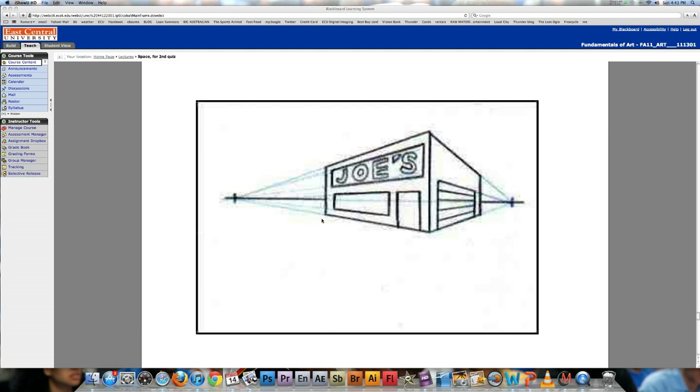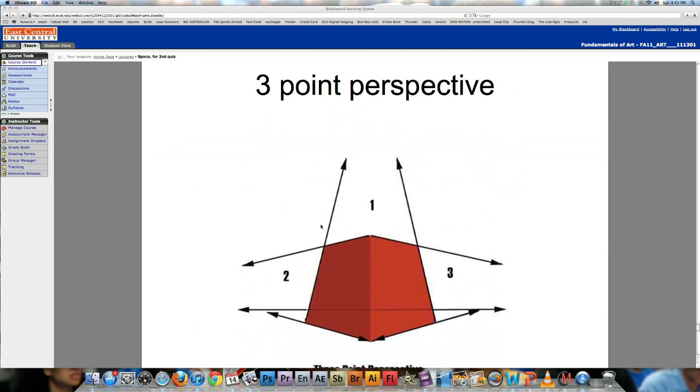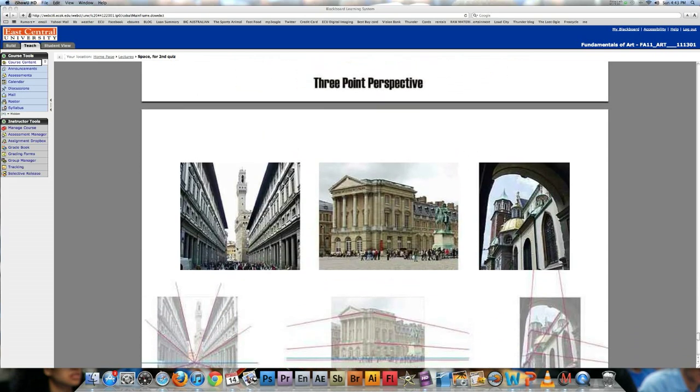An easy way to make this make sense is if you were in a big city and you were standing below a skyscraper, the top of the skyscraper is going to be itty bitty compared to what you're looking at on the ground, right? And that's what we use three-point perspective for.